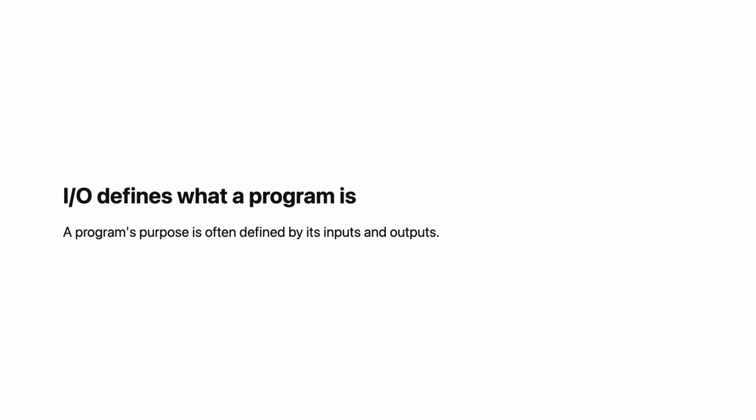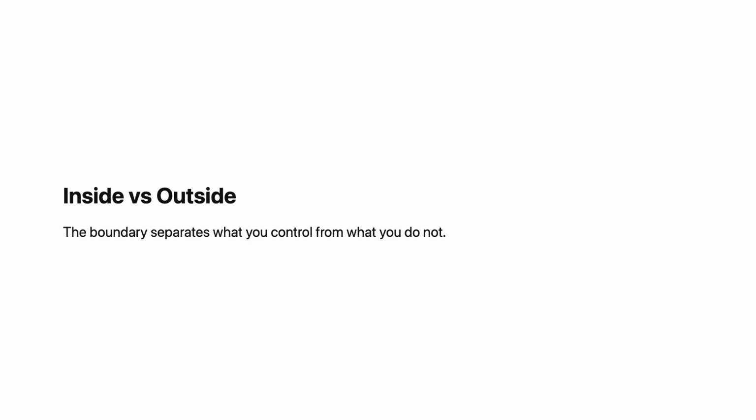Input and output define a boundary around the program. Inside the boundary is the program's internal state and processing. You control this. You understand this. Outside the boundary is the world: users, systems, devices, the environment. You do not fully control this. Data from outside may be unexpected.